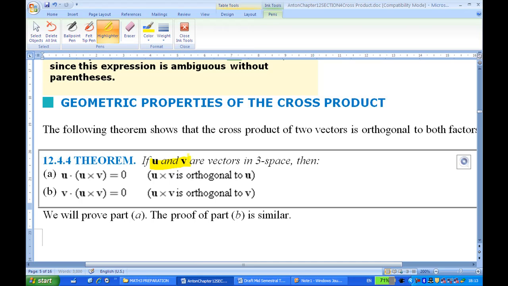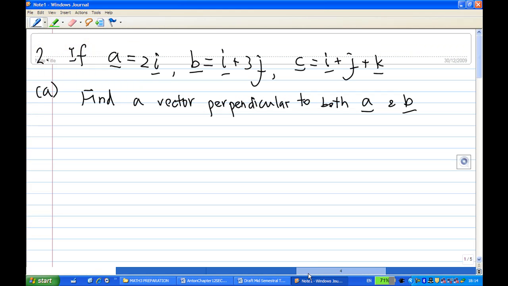alright, then what happens to u cross v? You say that u dot (u cross v) is equal to 0, which means that u cross v is orthogonal to u. That means u cross v is perpendicular to u. And also v dot (u cross v) equals 0, which means that u cross v is orthogonal to v, or u cross v is perpendicular to v. That means that u cross v is perpendicular to both u and v. Having known that, then we can answer part A of the question.